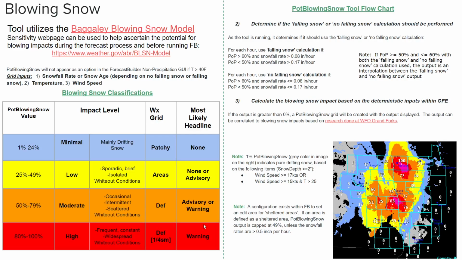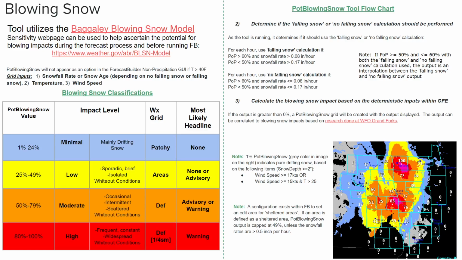The tool wants to know whether there is falling snow or not, because there are different equations for that. Obviously, it's easier to get lower visibilities when we have falling snow along with the blowing snow. If the output is greater than 0 from the Bagley output, a potential blowing snow grid will be created. The output, again, is the probability for the visibility from blowing snow to be 1/2 mile or less, based on your deterministic temperature, wind speed, snow age, and snow rate. This output is well correlated to impacts based on research done at the blizzard capital of NWS, Grand Forks, North Dakota, and it's correlated to headlines.